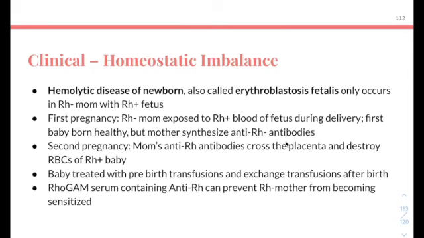Mom gets pregnant again with an Rh positive baby. Mom's anti-Rh antibodies start to cross the placenta and destroy the red blood cells of that Rh positive baby. They have to treat the baby with pre-birth transfusions and exchange transfusions after birth.